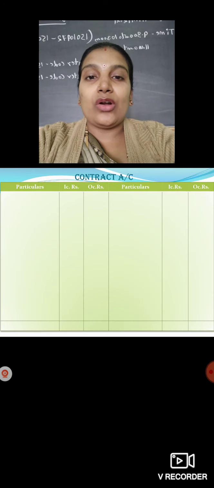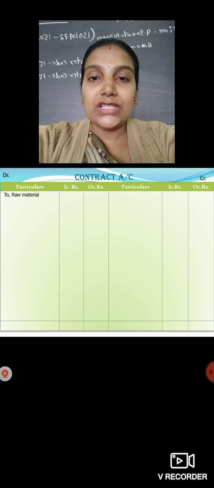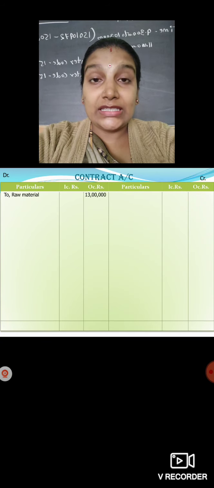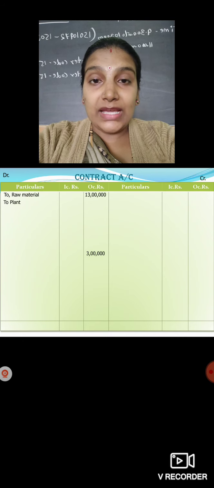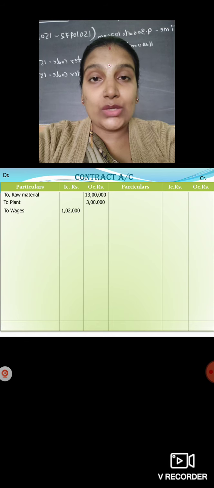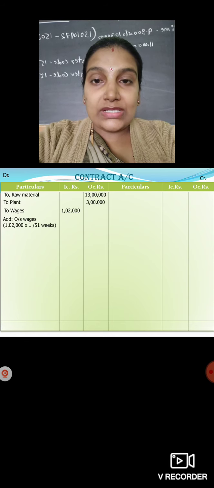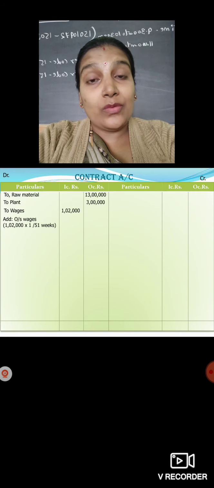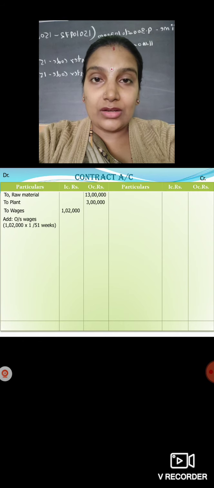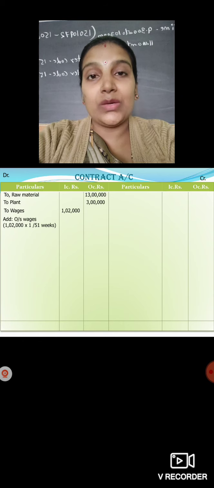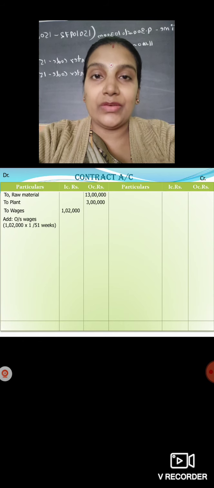So first we will prepare a contract account here. Raw material first you should write 13 lakh we have. Then plant 3 lakh, wages we have it as 1,02,000, and outstanding they have given for 1 week. So outstanding months you have to calculate for 1 week. 51 weeks we will consider for 1 year. Normally we will consider 52, right? But working days we will consider 51 weeks.